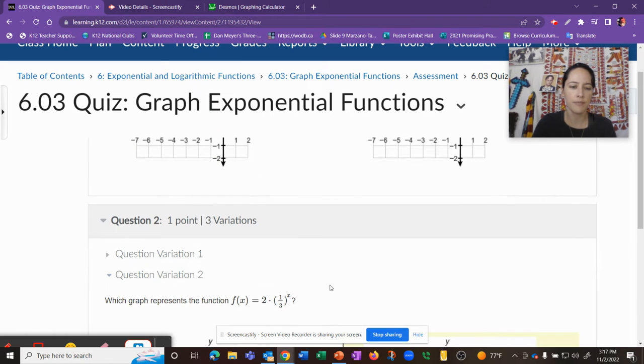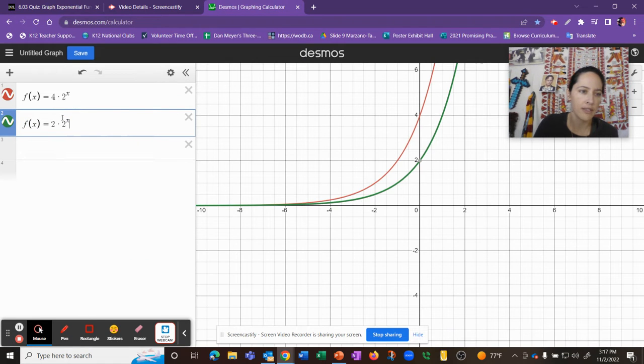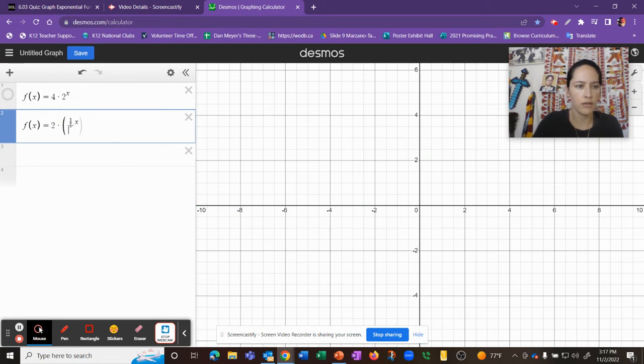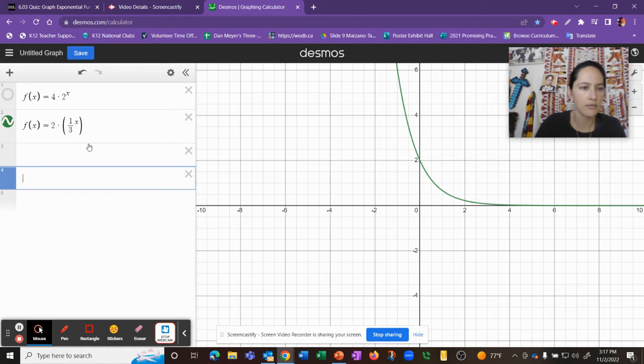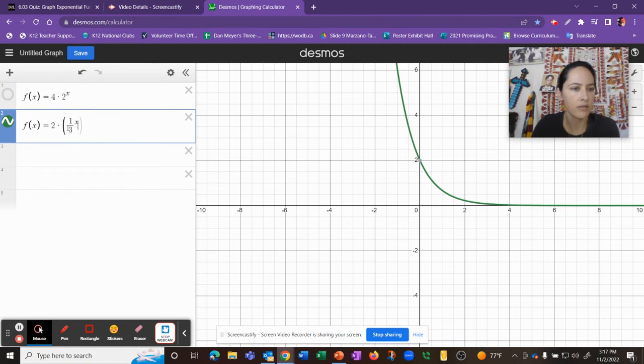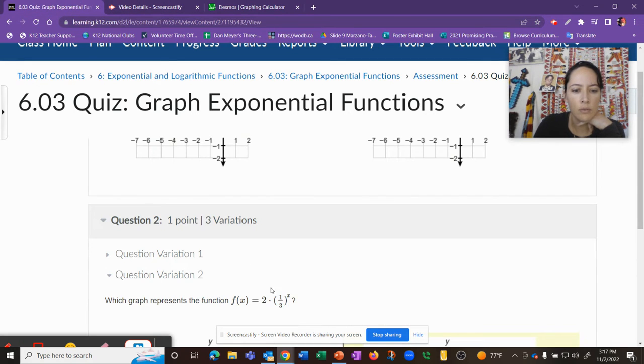Question 2. Which graph represents 2 times 1/3 to the x? So let's just go graph it, right? Because we have this. We'll leave that up, but I'll turn it off. I'm going to change this. And what was it? 1/3. 2 times 1/3 to the x. 2 times 1/3 to the x.